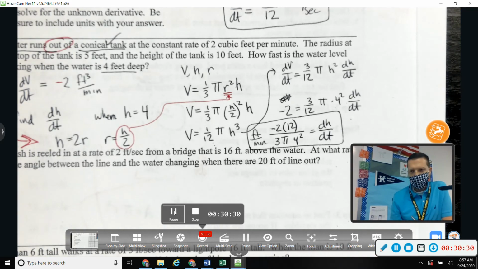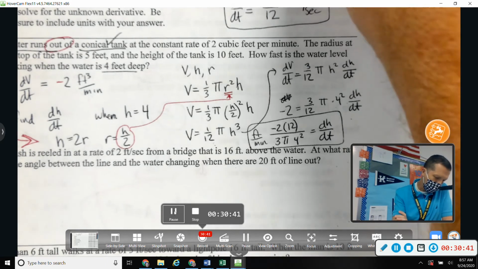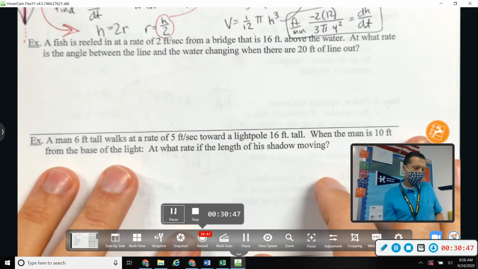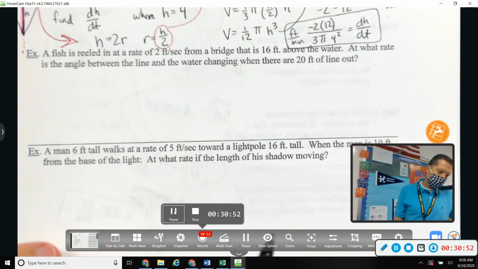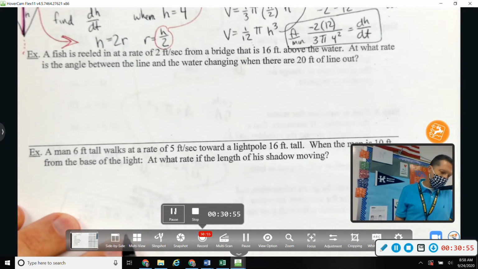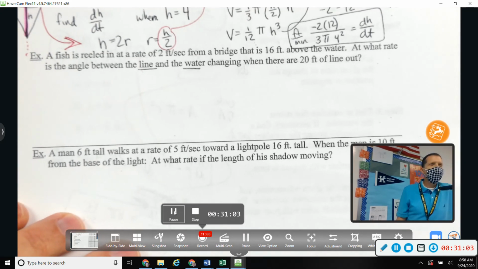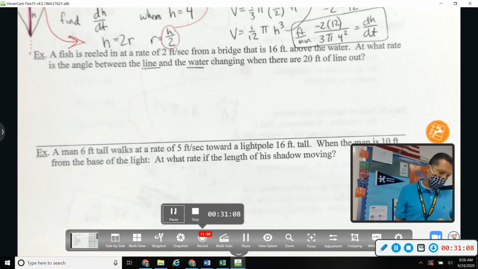All right, we probably have time for one more. Oh, angle. Yep, let's do the angle one. A fish is reeled in at a rate of 2 feet per second from a bridge that is 16 feet above the water. At what rate is the angle between the line and the water changing when there are 20 feet of line out? Yeah, that's a good first reaction. Well, draw the picture and then try to make sense of what's going on.